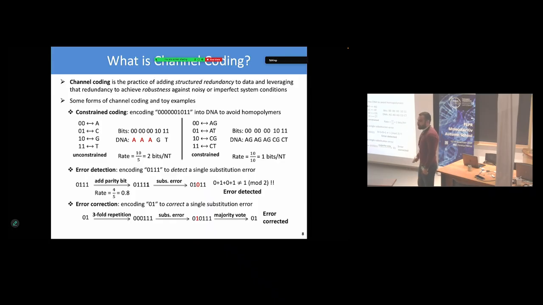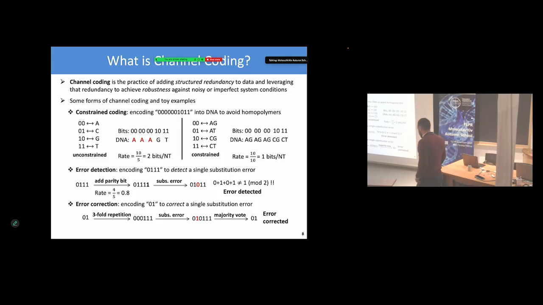And 3 is an arbitrary number that you picked, right? Obviously, if you have more copies, there's a better chance of error correction. That's a good question. So 3 is enough to correct 1 error. 5 would be enough to correct 2 errors. 7 would correct 3 errors. If I do repetition of 5, I can correct 2 errors because the majority would still be intact in that case.